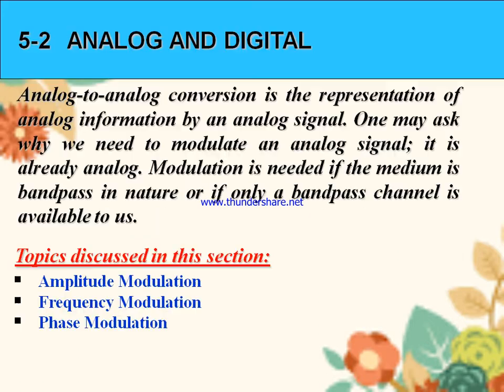So here we are going to see how we can allow modulation in an analog signal. Modulation is nothing but amplification. As we already saw in the first class, an analog signal has three characteristics: amplitude, frequency, and phase. We can use these three as measures for amplification or modulation. Analog to analog conversion is the representation of analog information by an analog signal.